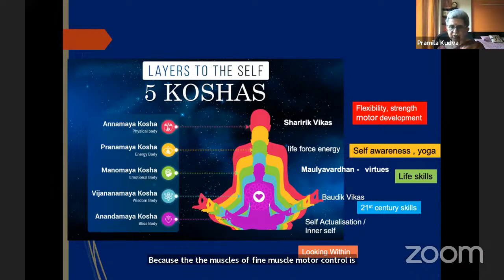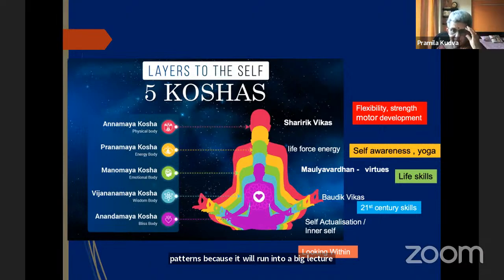Now, pranamaya kosha, that refers to life force energy. Now, this is the sheath which deals with self-awareness, which we can introduce self-awareness and yoga at this sheath level. I'm not getting into all the developmental patterns because it will run into a big lecture.